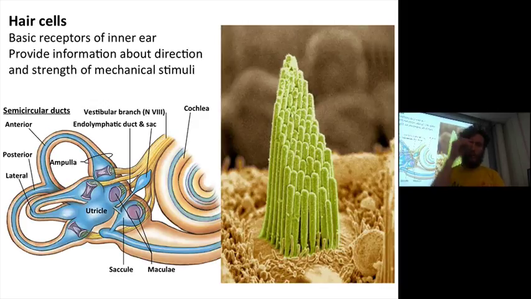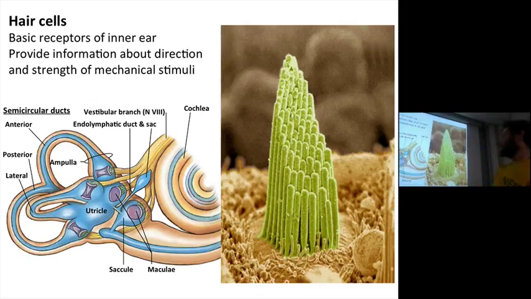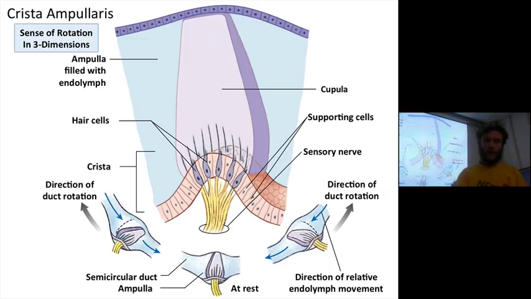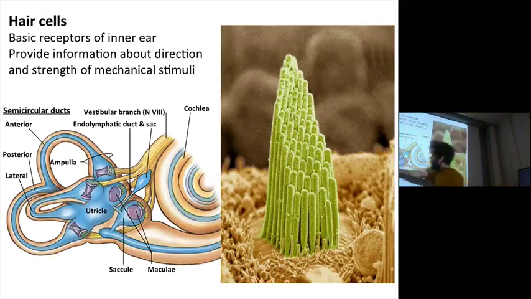So they're going to give us information about the direction and strength of a mechanical stimuli. Here's a colorized electron micrograph of them. All right, so first, the crista ampularis. I want to show you. Here is one of these semicircular canals. It's giving us information about rotation in space, our relative orientation in space.